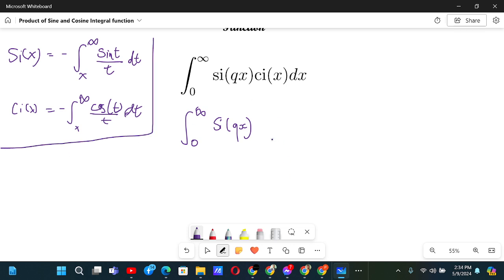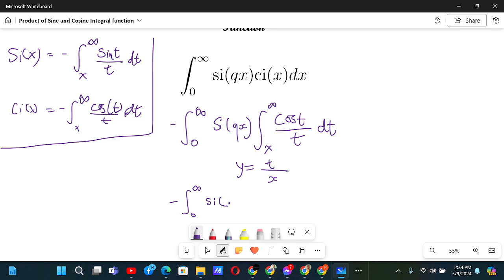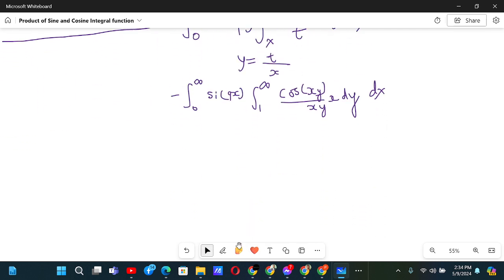Okay, now this is the integral from x to infinity, also a negative sign over here, and then cos t by t dt. Now if you want to make these limits numbers, you can make a substitution that y equals t by x. This makes the integral from 0 to infinity of Si of qx, the integral is from 1 to infinity now, and then cos t is cos xy, t is also xy, and dt is x dy. And there's a dx over here that I had forgotten. Now the x cancels out.